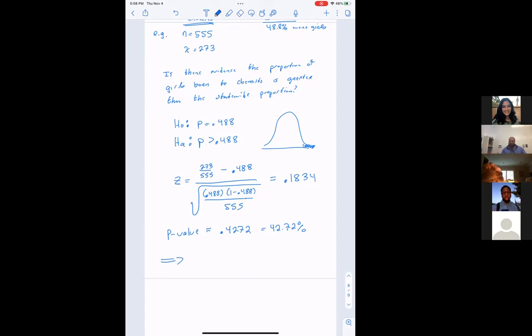Fail to reject the null. Oh, okay, now we have a fight. Oh, wait, Cynthia might be changing her mind. Do not reject. We do not reject. That's too likely of an outcome. Do not reject the null hypothesis. There's not enough evidence to say that chemists have girls more often than anyone else.